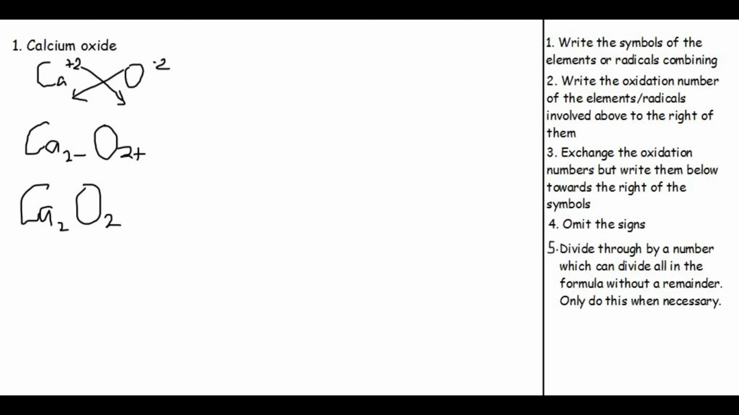Divide through by a number which can divide all numbers in the formula without a remainder. Only do this when necessary. So we are going to divide these two, since they are both the same, by a number that can divide them without a remainder. And the number we're going to use is 2. So we divide both sides by 2. The 2's will cancel out and hence we'll have CaO. And this is the formula for calcium oxide.